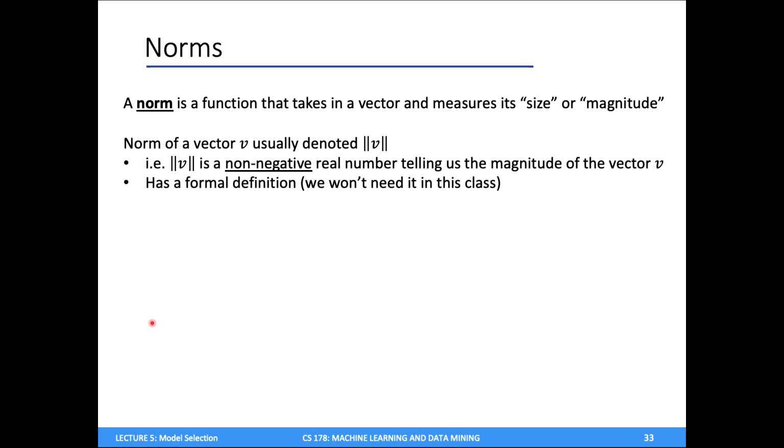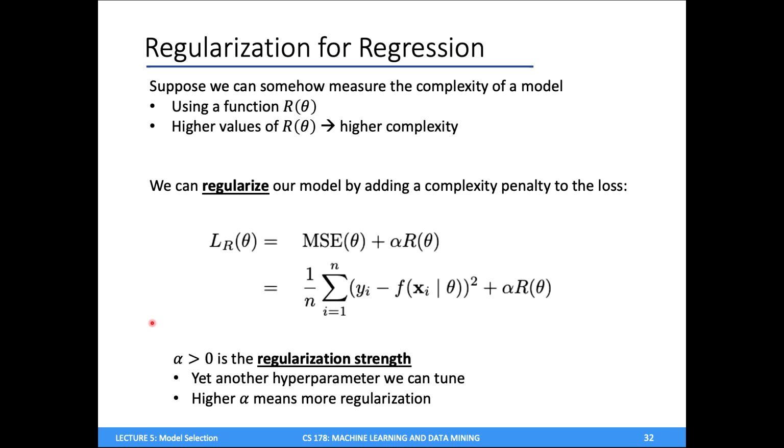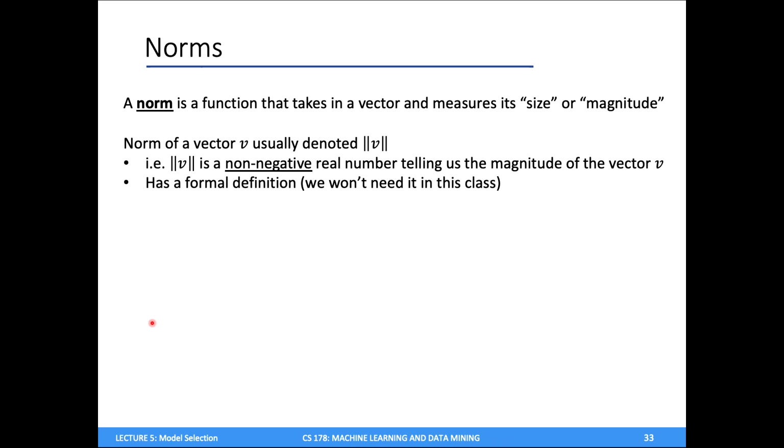Okay, so I haven't told you yet what we're going to use for this complexity function. You might be able to imagine different functions you could stick in here, but a very typical class of complexity functions are built on what are called norms. So a norm is some kind of function that takes in a vector and just measures how big this vector is. So it's like measuring the size or the magnitude or the length of a vector.